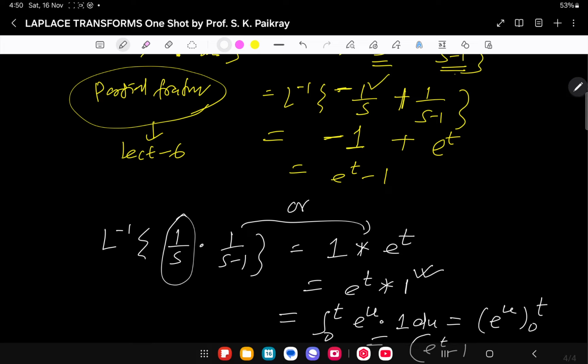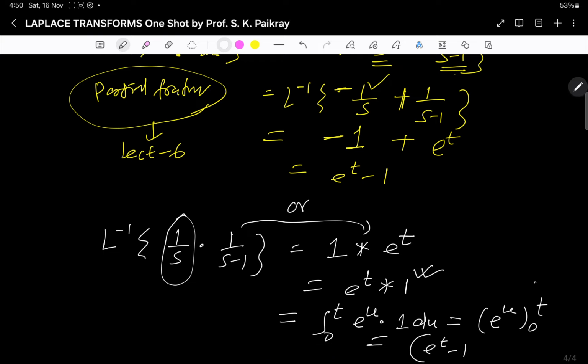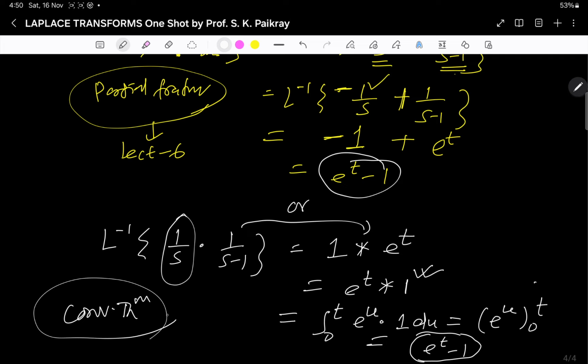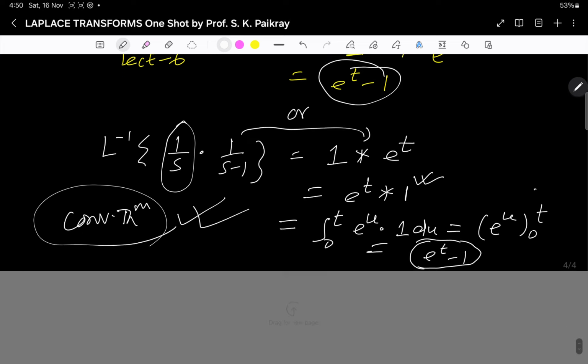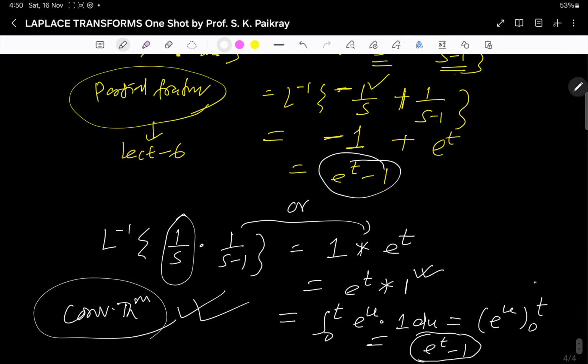So you see now, this answer is the same as this answer. So any method you can apply. Here we applied the convolution theorem. Sometimes it will ask you to apply convolution to solve, and you have to do that. Otherwise I can apply another formula.